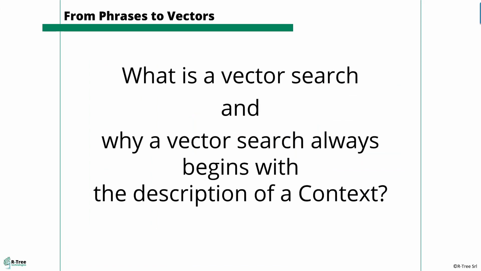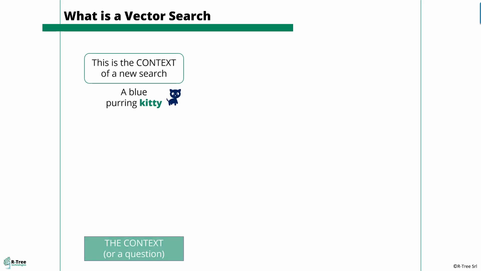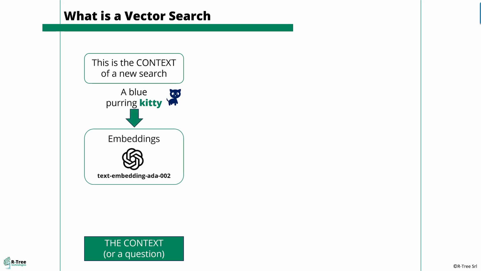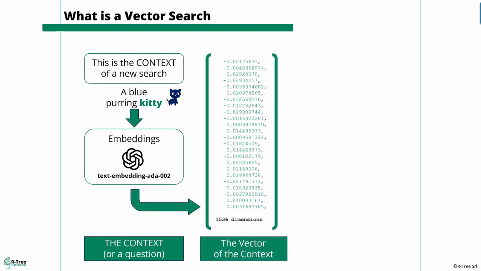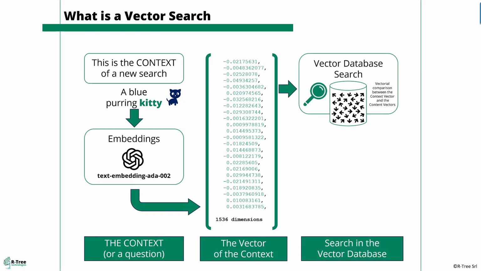What is a vector search? And why does a vector search always begin with the description of a context? If you wanted to search for content in your vector database, which I remind you only contains the 3 phrases we previously indicated, the first thing to do is define the search context. In this case, we will use the context a blue purring kitty. At this point, we can ask the vectorization and embedding engine to calculate the mathematical vector of that context. That vector will then be used to search the vector database.